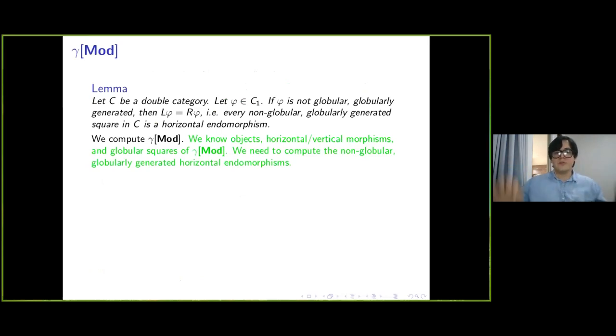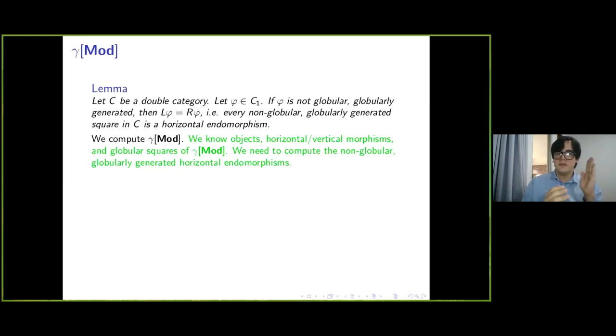So we know this double category. What is its globularly generated piece? Is this trivial or is it not trivial? Let's start with this lemma that tells us how squares in a globularly generated double category look. Suppose C is a double category. Suppose phi is a square in C. And suppose phi is not globular, but it's globularly generated. That is, it's in the globularly generated piece of C.